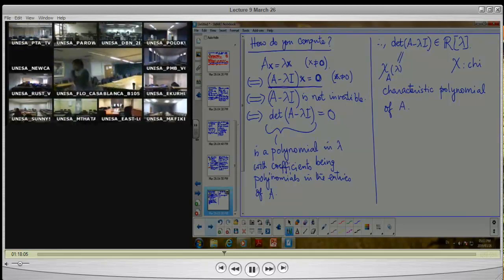Now the whole question comes up: what is happening? What are the different possibilities? Suppose A is of dimension n. So you have a characteristic polynomial of degree n. It may or may not have real roots.